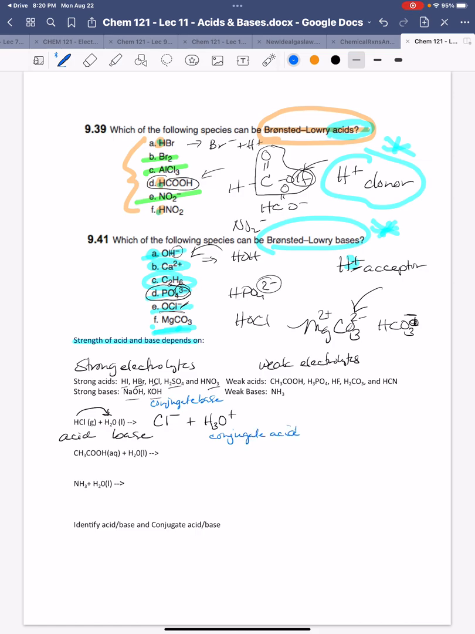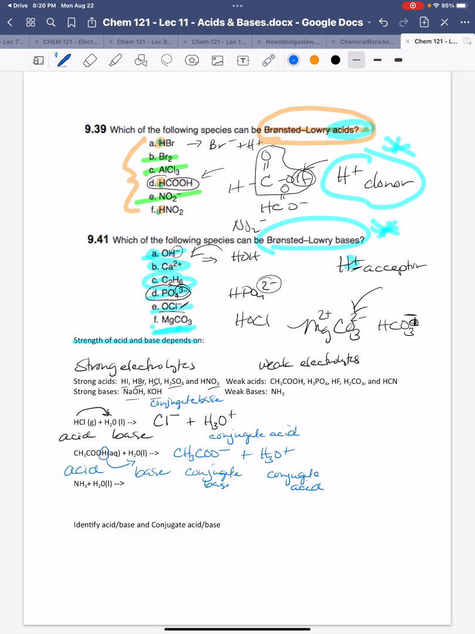So this is acetic acid, which reacts with water. It's the acid. It's going to donate the hydrogen to the water. The leftover is CH3COO minus and H3O plus. This is our acid, acetic acid. The base is water. The leftover is the conjugate base, and the leftover here is the conjugate acid.